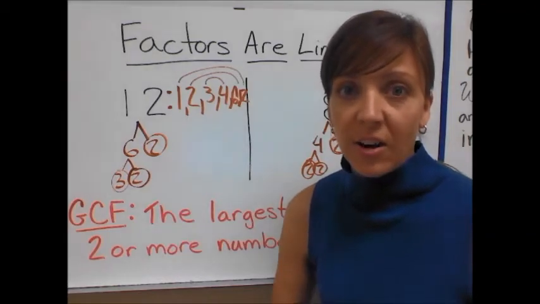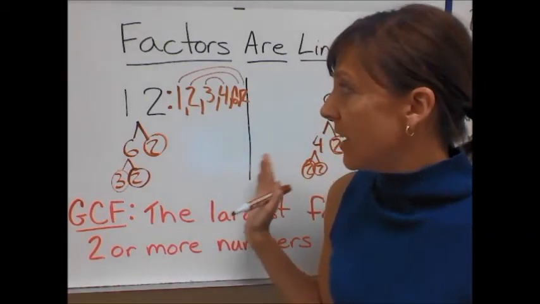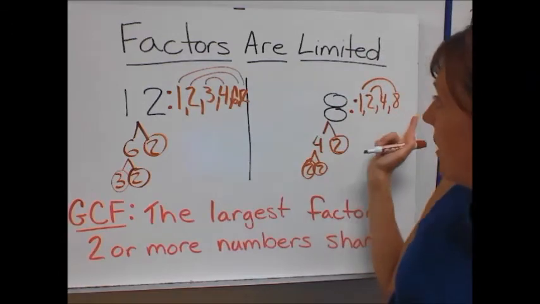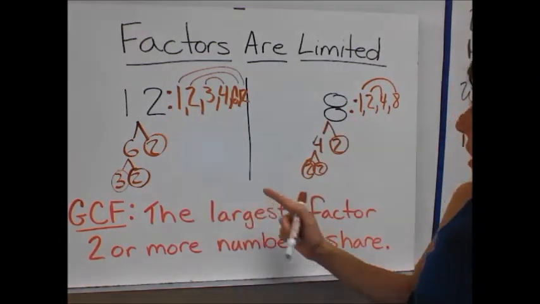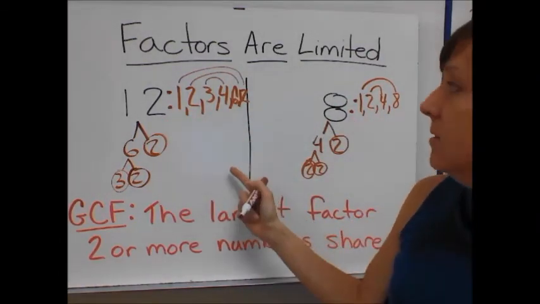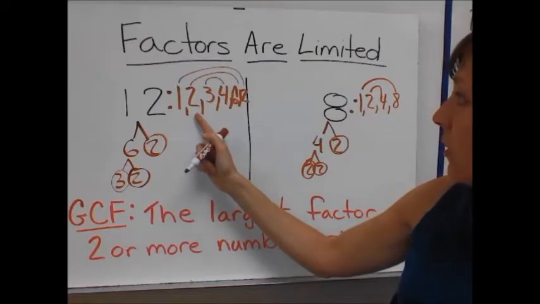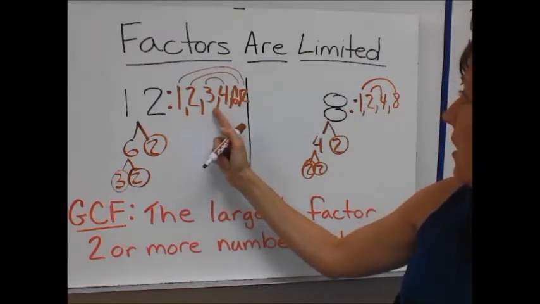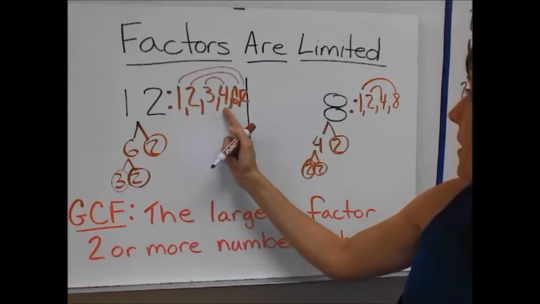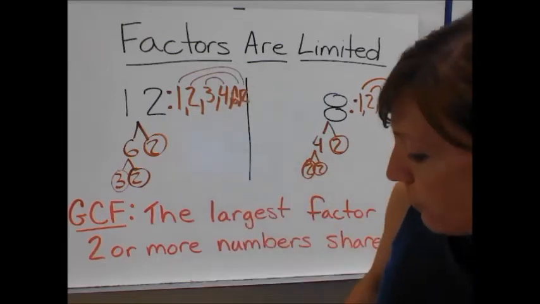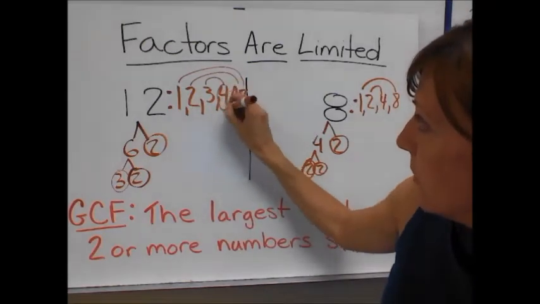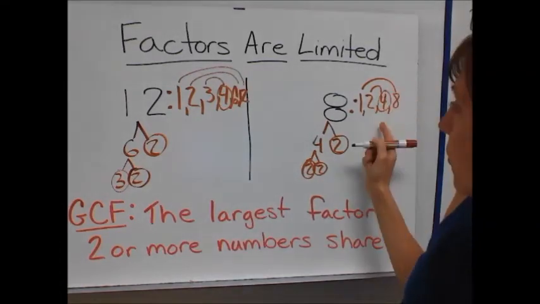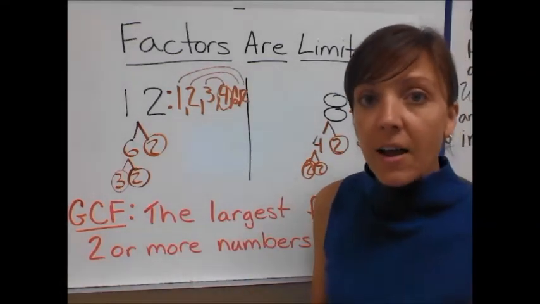8 share. So let's see which one of these numbers is the largest that 8 and 12 both share. They both share a 1, they both share a 2, so 2 is larger than 1. They don't both share a 3, but they do both share a 4. Looks like 4 is the largest number on the list, so 4 would be the greatest common factor.